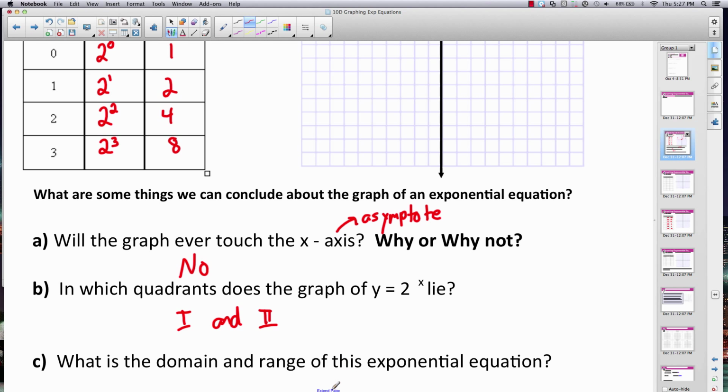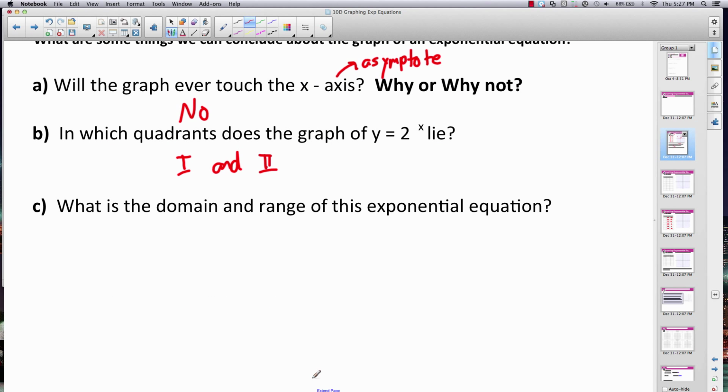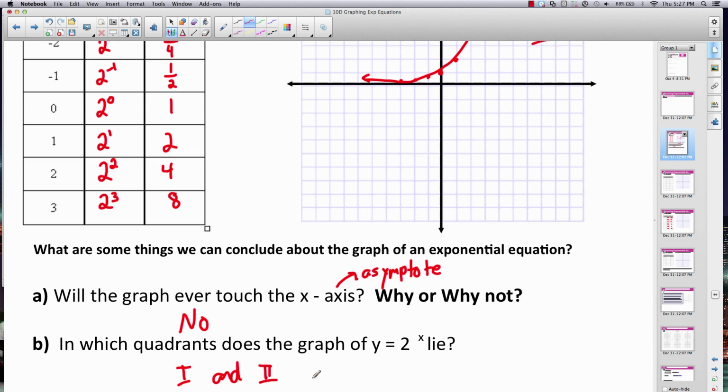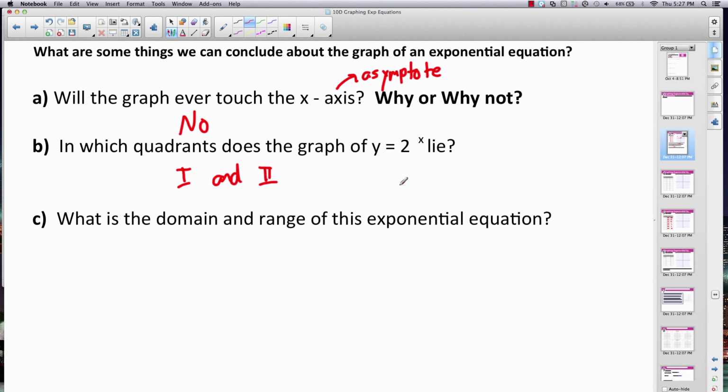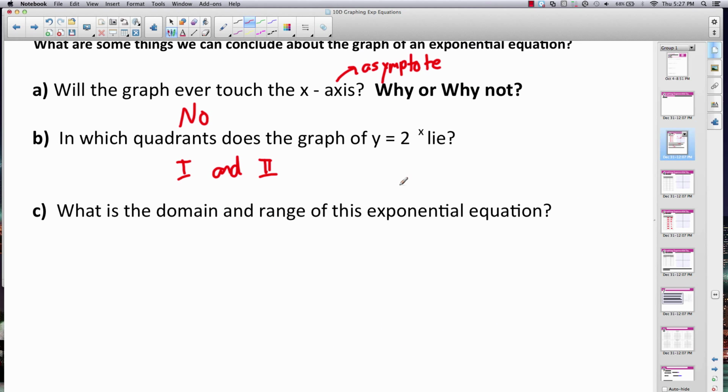And now we want to know the domain and the range. The domain, so those are our x values. So if we take a look, we have arrow going to the left, arrow going to the right. So it's actually all real numbers. So the domain is from -infinity to +infinity.